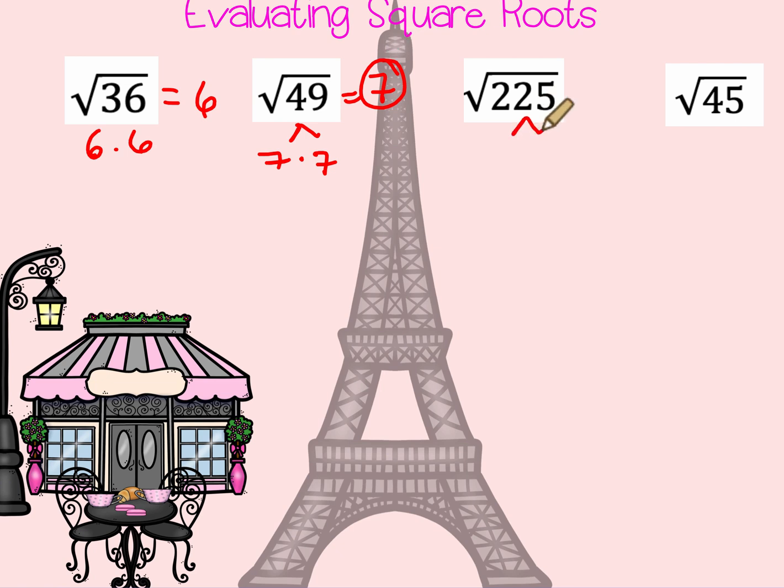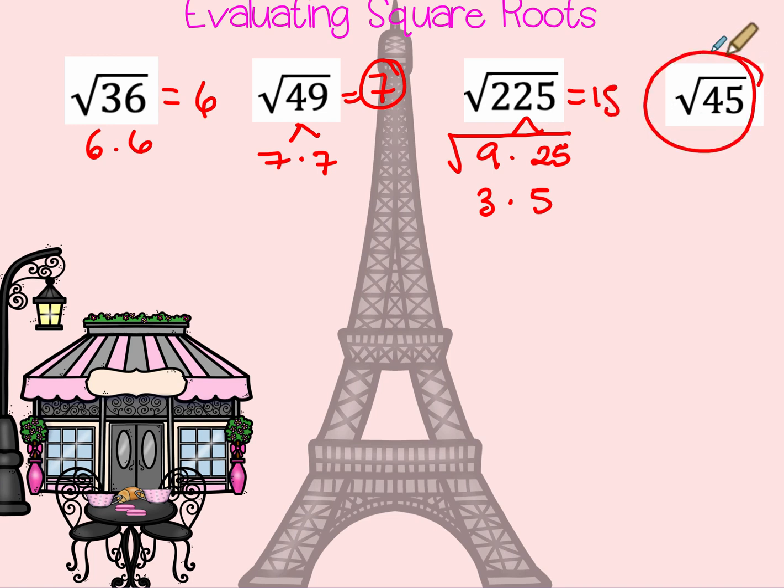So 225, if you don't know off the top of your head, that's okay. We can factor it. I know that 9 times 25 is 225. And 9 is a perfect square, and 25 is a perfect square. I know that the square root of 9 is 3, and the square root of 25 is 5, so the square root of 225 would be the square root of 9 times the square root of 25, which is 15.